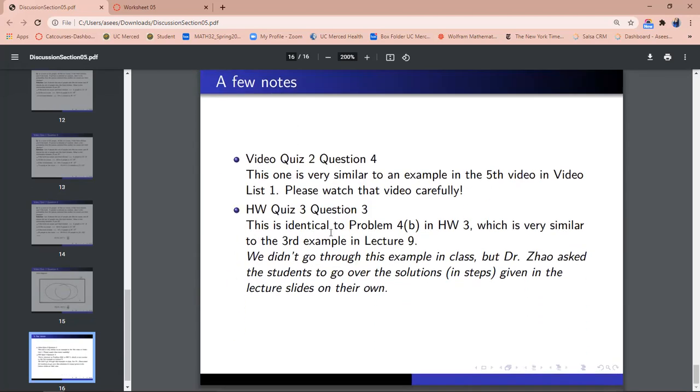So there are a few notes. There were other questions some people got wrong. Video quiz 2, question 4 is very similar to the fifth video in video list 1. Then homework quiz 3, question 3 is identical to problem 4B in homework 3, and also to the third example in lecture 9. She said that you guys didn't go over this example, but she asked the students to go over the solutions and steps given in the lecture slides on their own. So it was pretty similar to that.